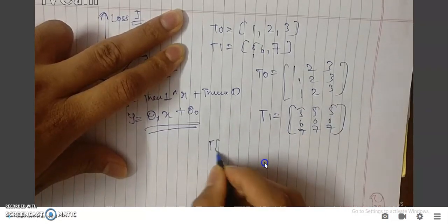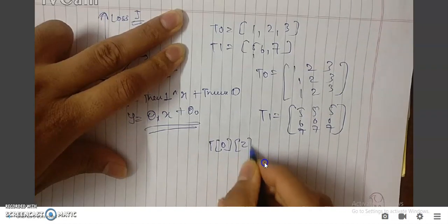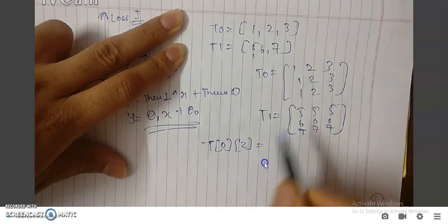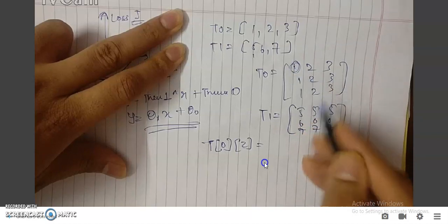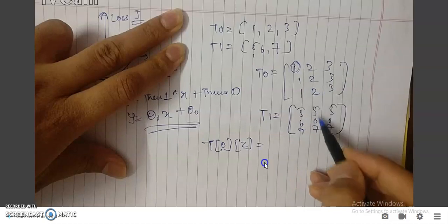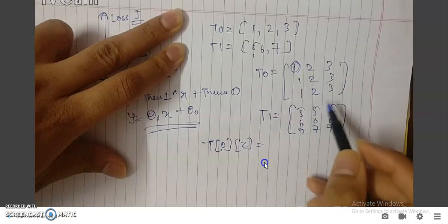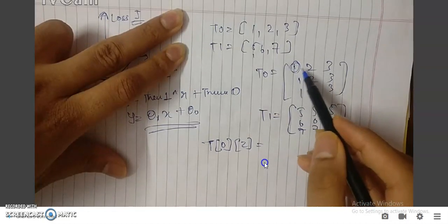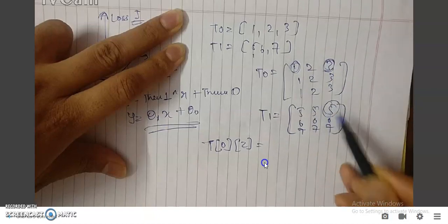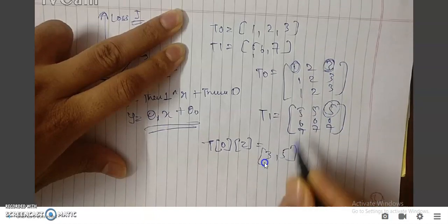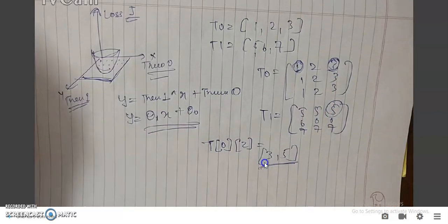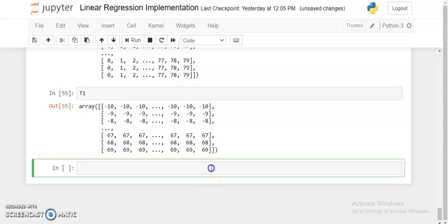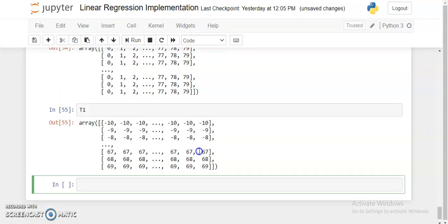If I want the value at 0, 2, then for theta 0 the value would be 3, and for theta 1 it would be 5. So I got the pair of 3 and 5. At 0, 2 for these, I got the pair 3 and 5. Now I have converted into the mesh grid.